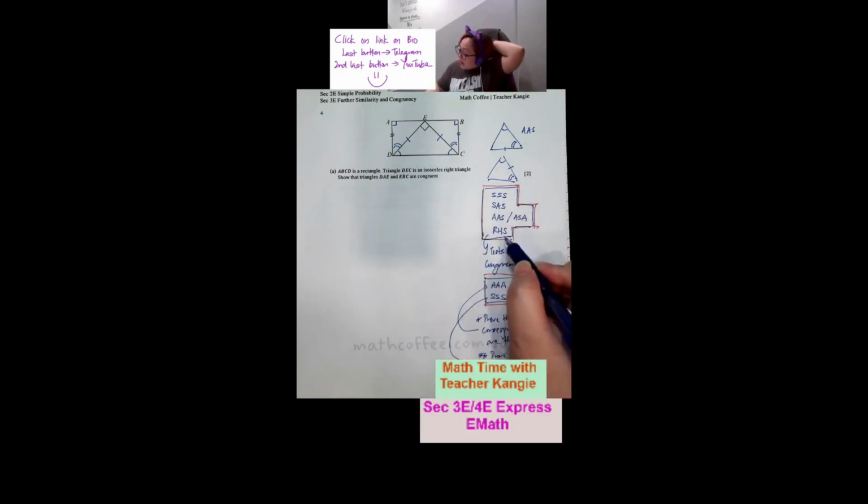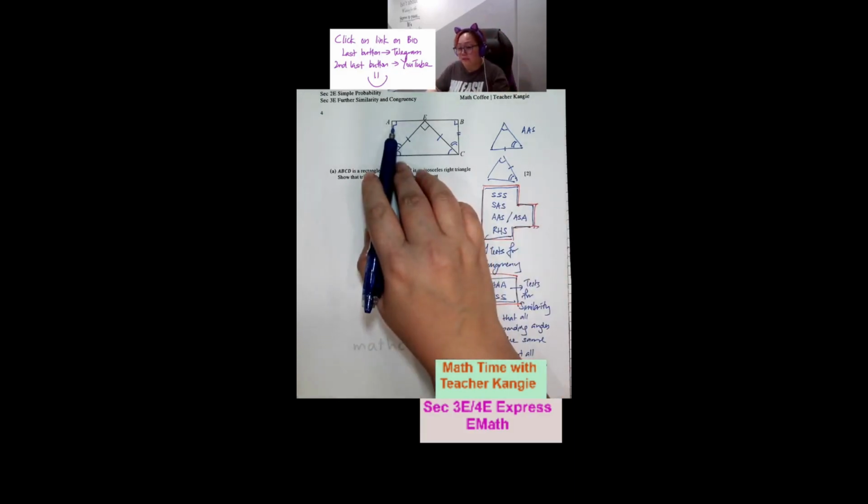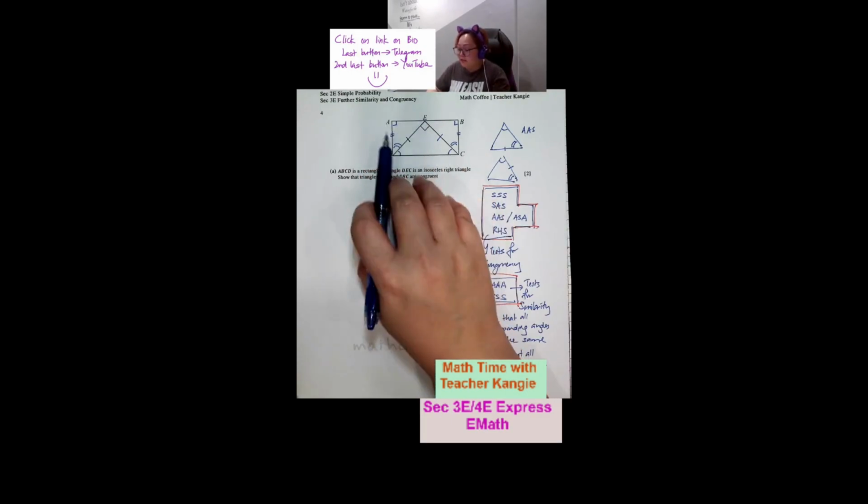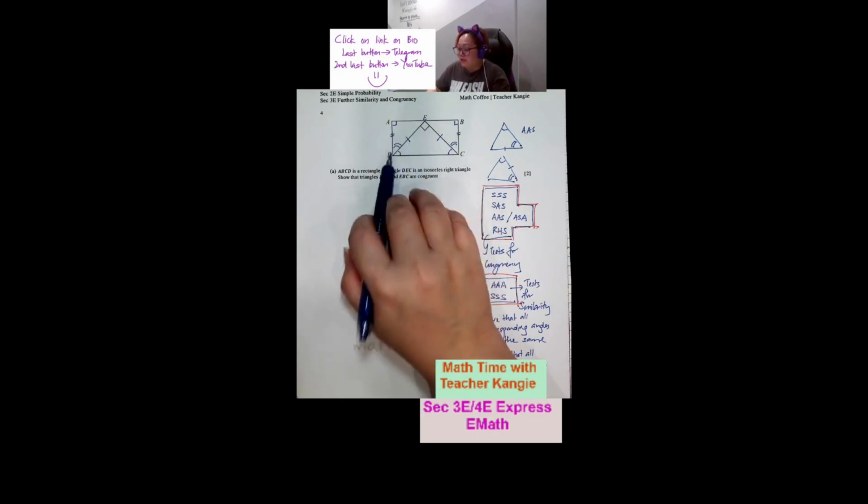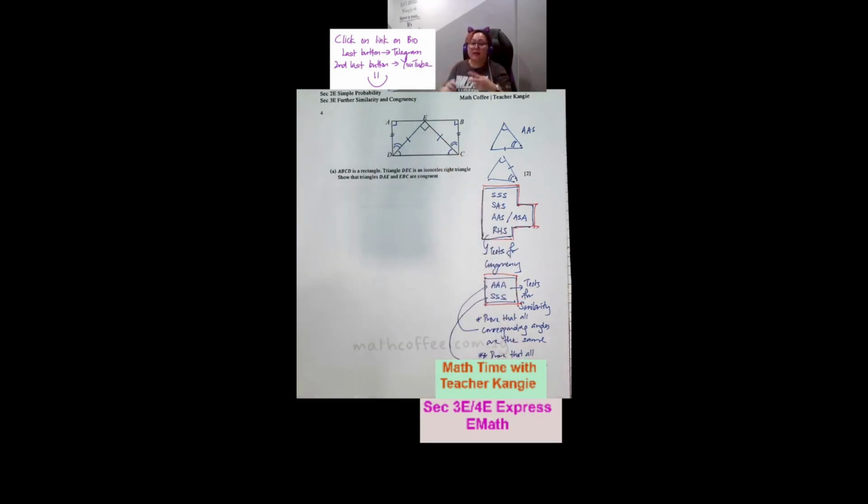Or you want to say RHS also can, because you have 90 degrees, right? If you have 90 degrees, it means this is a right angle triangle. By Pythagoras theorem, when two sides are already equal, of course naturally the third side will be the same. So this one, you can use either one. Then you have to state your reason accordingly.